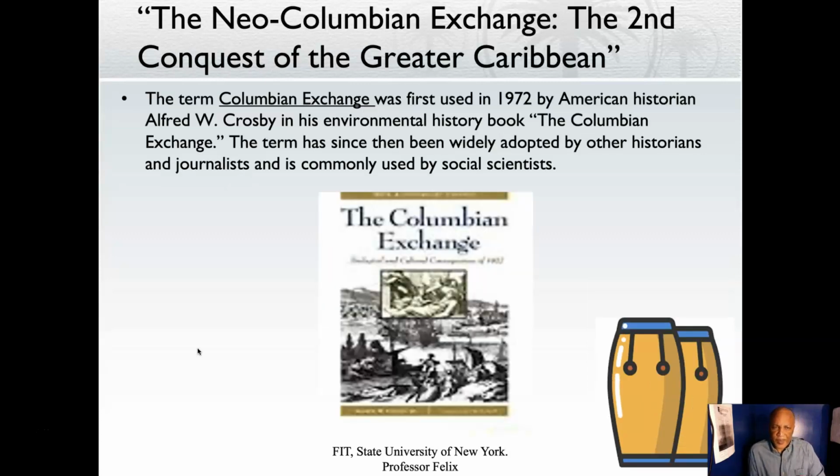Okay, so what was the Neo-Columbian Exchange? The Neo-Columbian Exchange basically can be considered to be the Columbian Exchange on steroids, meaning that it was ratcheted up substantially. So basically, this concept came from someone named Alfred W. Crosby in his environmental history book, The Columbian Exchange. So the idea is that there is this new measure that was realized in this exchange, right? And so it is called a NEO, meaning New Columbian Exchange.